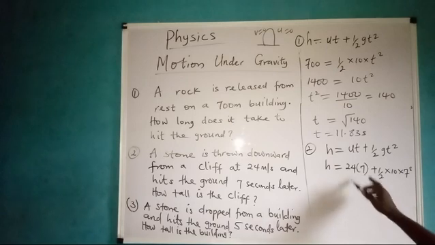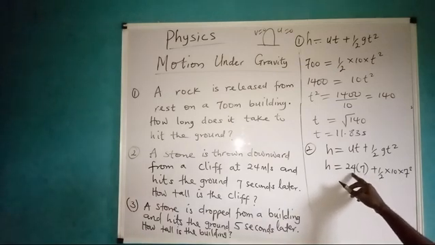Now, what can we do here? 7 times 24 is going to be 168.